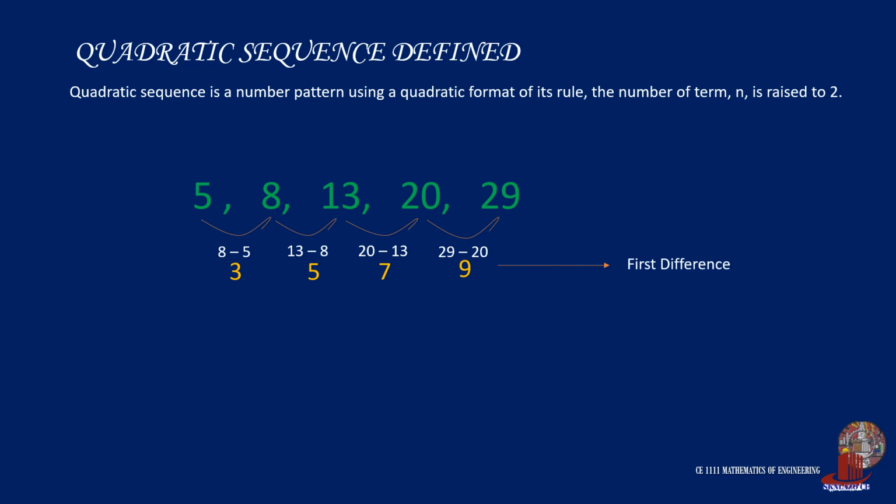If we attempt to subtract these once again, like 5 minus 3 is 2, 7 less 5 is 2, and 9 decreased by 7 is also 2, we can find the second difference, which is already constant.